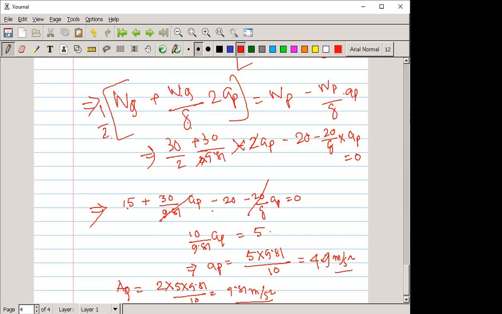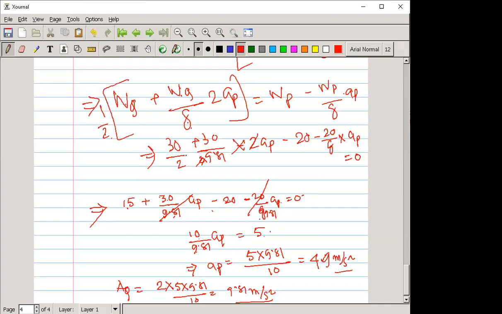Sir, plus 20 by G will get, no, sir. Where is it? Here it is 20 by G of AP. Here it is 30 by G of AP. So here it is minus symbol, na? So 30 minus 20 is 10. So 10 by 9.81 of AP. G means 9.81, na? Instead of G, if I write 9.81, same. And 15 minus 20, so minus 5. When you go to that side, 5. Right?